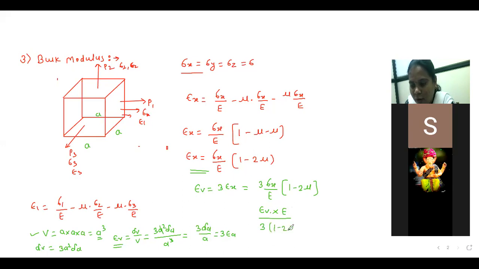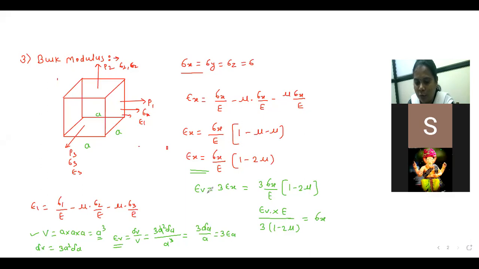1 minus 2 mu, which is equal to sigma x. Epsilon v is equal to, already we have derived one equation: epsilon v is equal to 3 times change in volume, so epsilon v is equal to 3 into epsilon x. आणि एप्सिलॉन एक्स ची व्हॅल्यू काय आहे आपल्याकडे इथं, सिग्मा एक्स अपॉन ई इन ब्रॅकेट 1 minus 2 mu. हे आपली काय झालं, एप्सिलॉन व्ही विच इज इक्वल टू 3 सिग्मा एक्स अपॉन ई इन ब्रॅकेट 1 minus 2 mu.